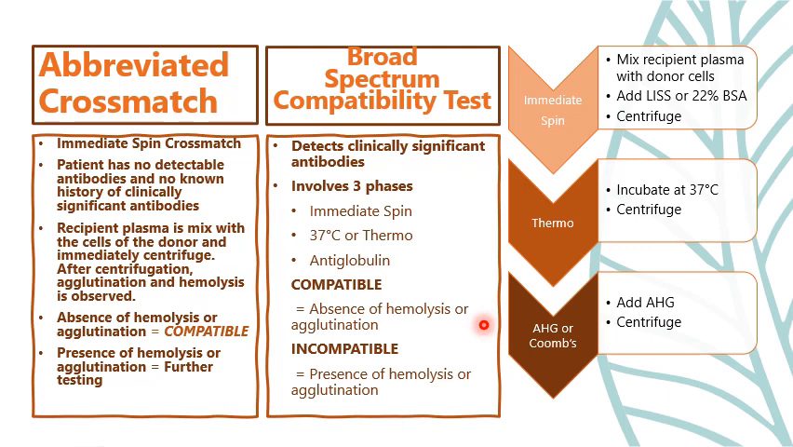So in this phase, you will add the anti-human globulin reagent and then you will centrifuge. So if there is absence of hemolysis or agglutination, then it is compatible. If there is presence of hemolysis or agglutination, then it is incompatible or not compatible.